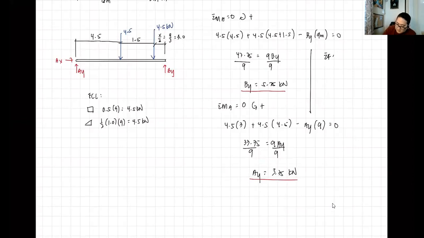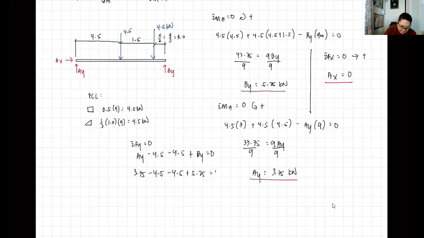Summation of Fx natin is equals to 0, taking to the right as positive. So si AX lang naman yun. So equals to 0. Okay? So to check if our answer is correct, summation of Fy is equals to 0. So lahat ng vertical, so AY minus 4.5 minus 4.5 plus yung BY natin is equals to 0. So we have 3.75 minus 4.5 minus 4.5 plus 5.25 is equals to 0. Indeed, our answer will be equal to 0. Therefore, ito na yung answer natin for support reaction.